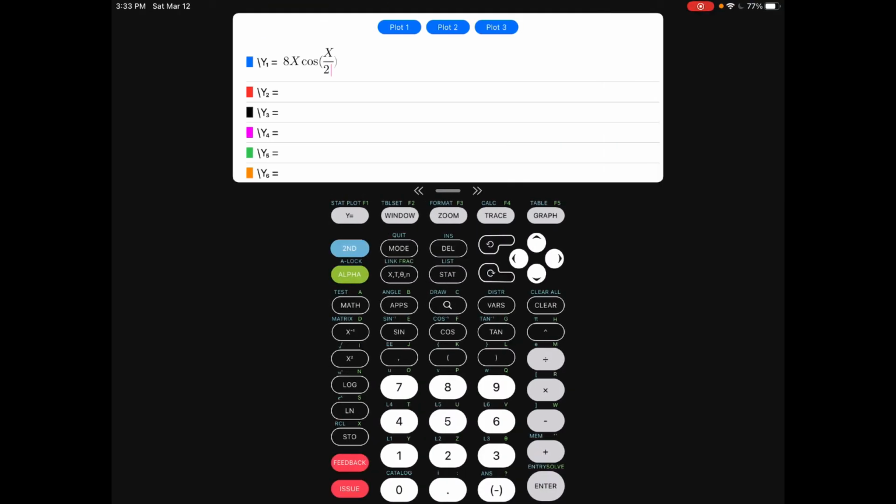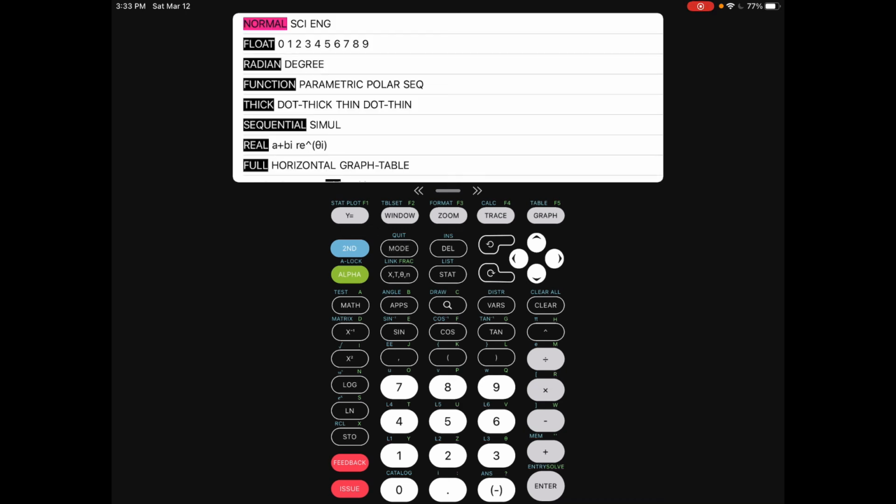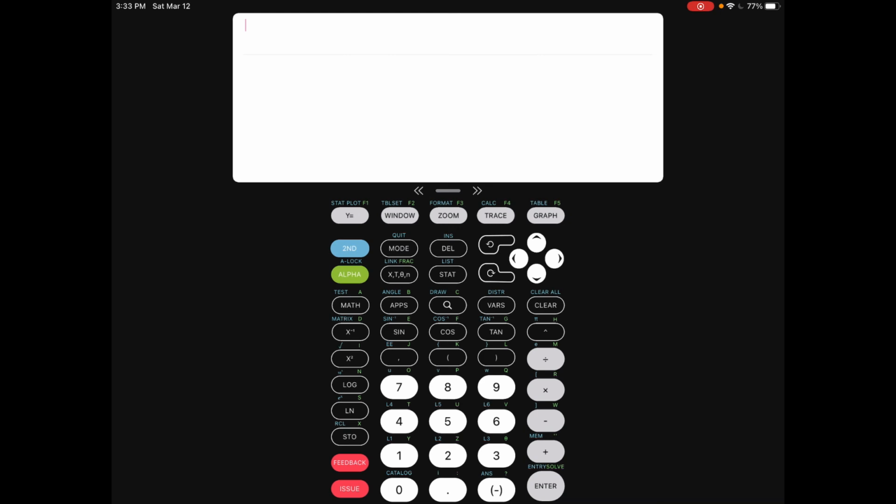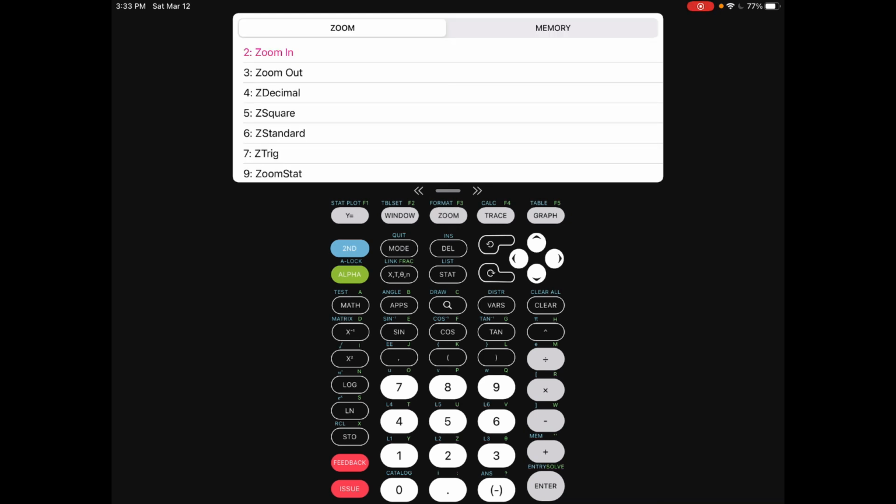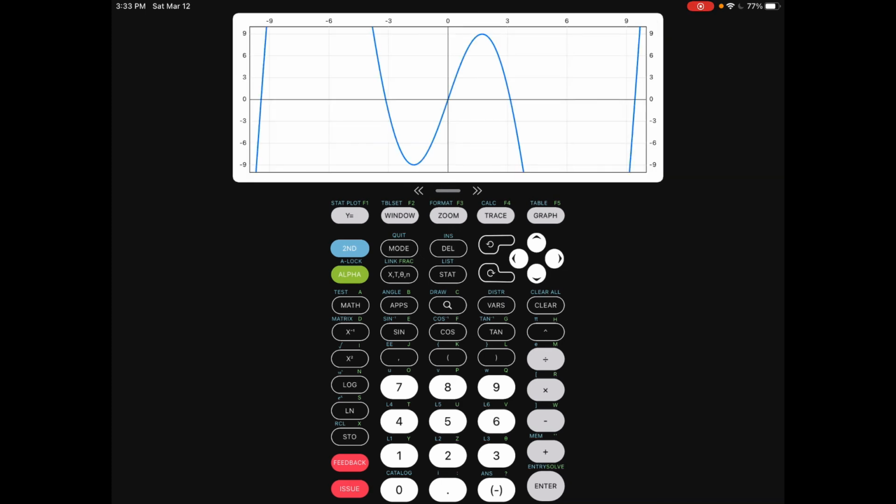So there we go. There's the function A of x, 8x cos x over 2. Before I graph, I probably want to make sure that I'm in radian mode. And in the absence of any other insights, I probably want to choose just a standard window setting. So I'm going to press zoom 6. And I can see that max.